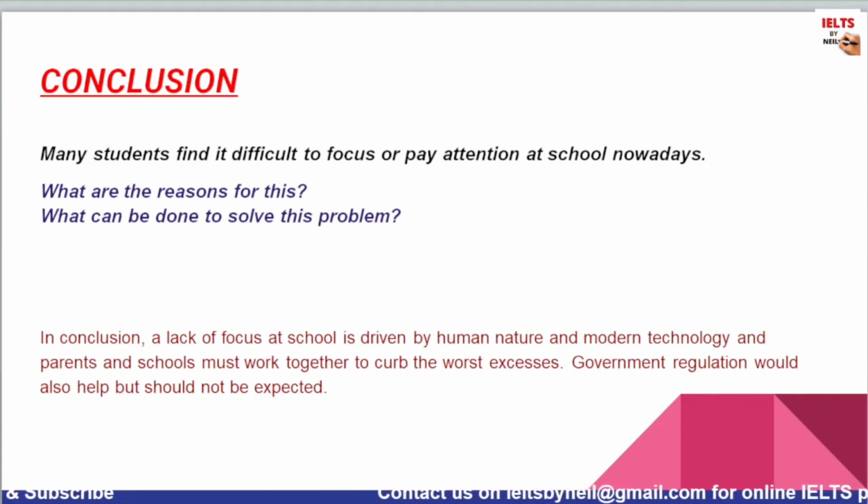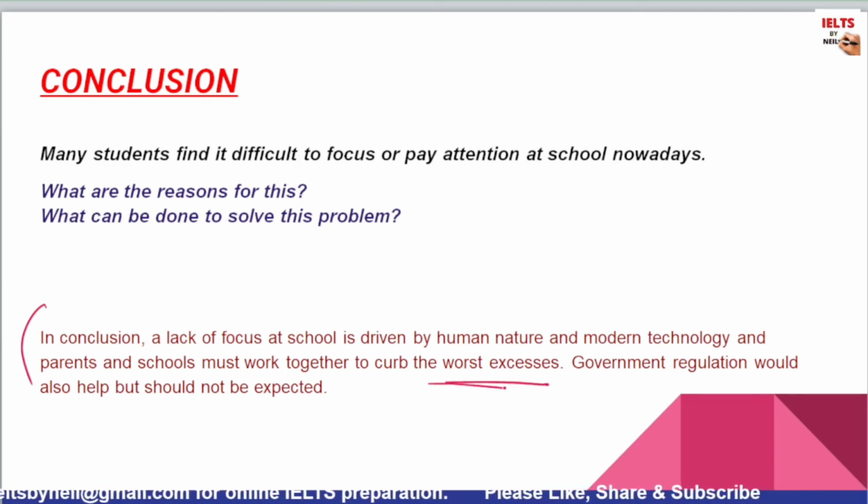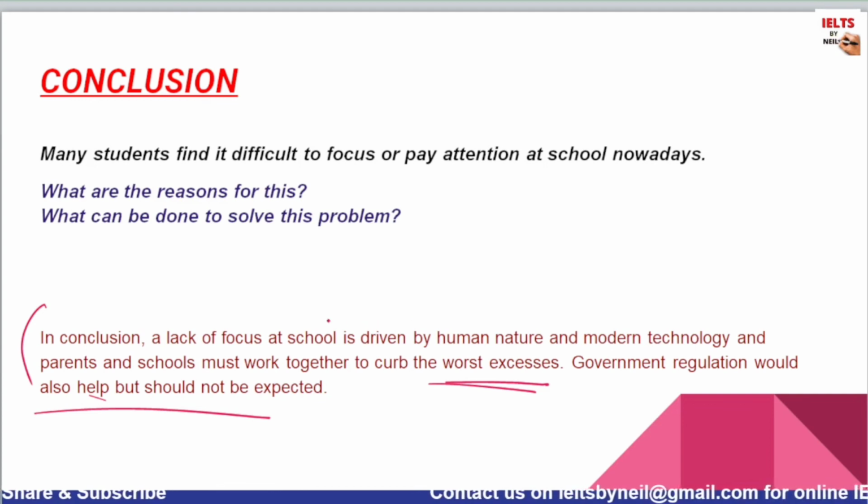Coming on to the conclusion now. So conclusion is nothing but just a summary of both the body paragraphs. So conclusion: a lack of focus at school is driven by human nature and modern technology, and parents and schools must work together to curb the worst excesses. Government regulation would also help, but should not be expected. We can solve this problem by schools and parents only.